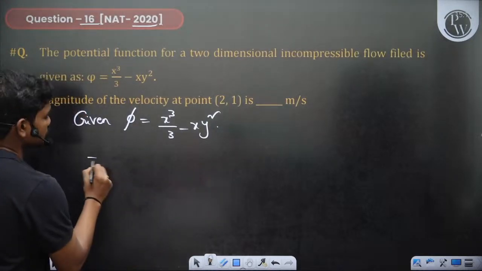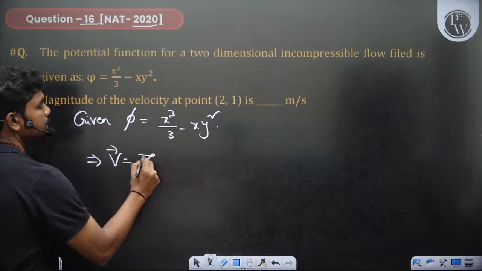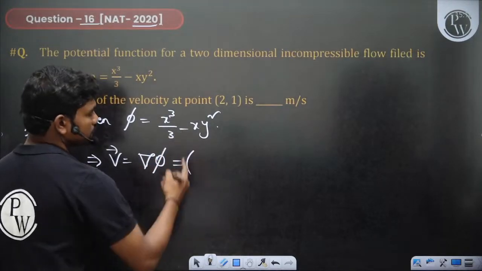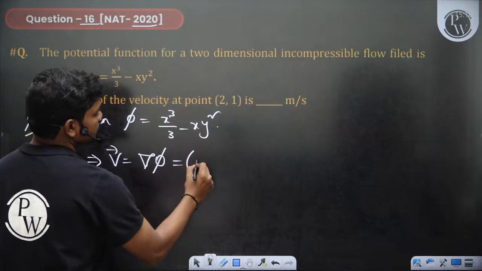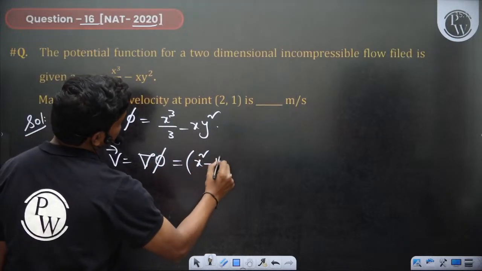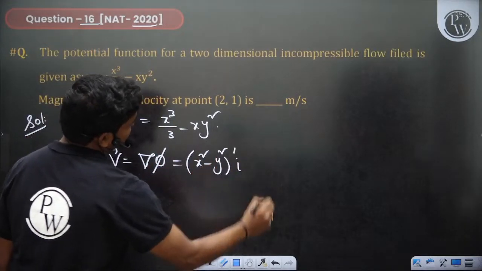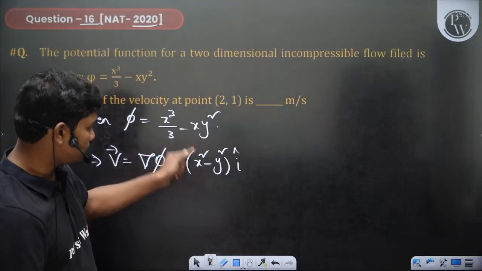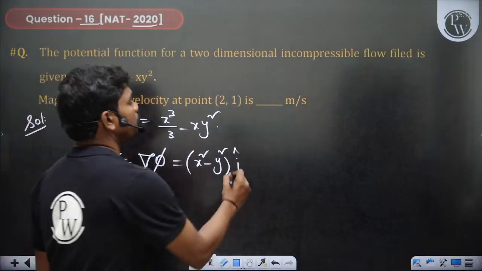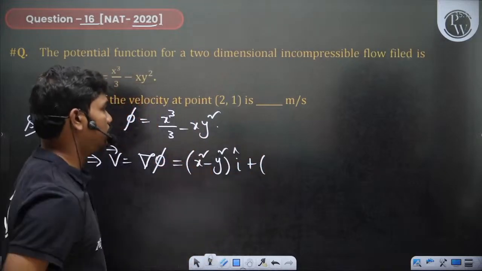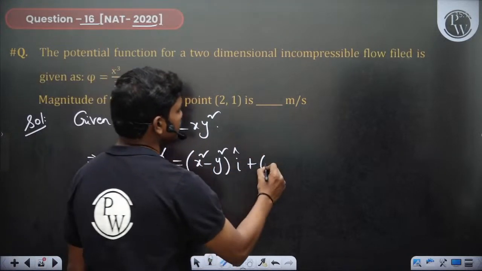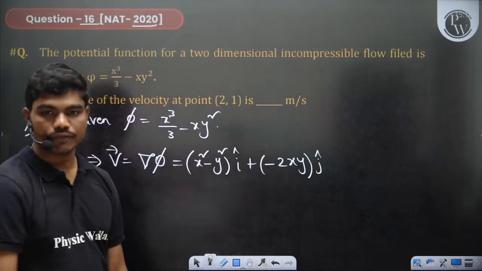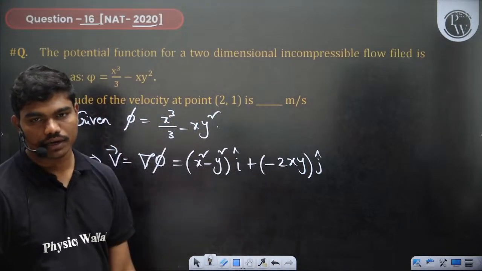So how do you get the velocity? Gradient of phi. If you take the gradient, dou phi by dou x of this gives 3x square by 3, so x square minus y square, I cap, plus dou phi by dou y j cap. So dou phi by dou y is minus 2xy, j cap. That's all, if you differentiate dou phi by dou x and dou phi by dou y.